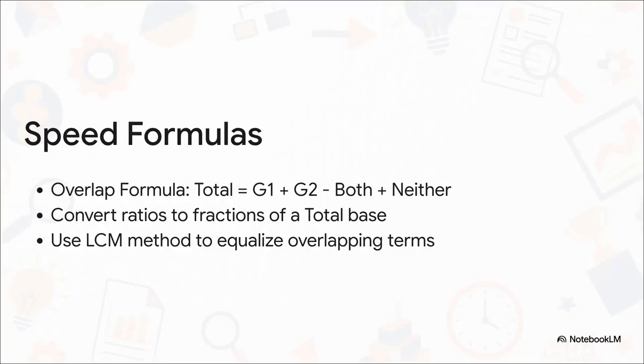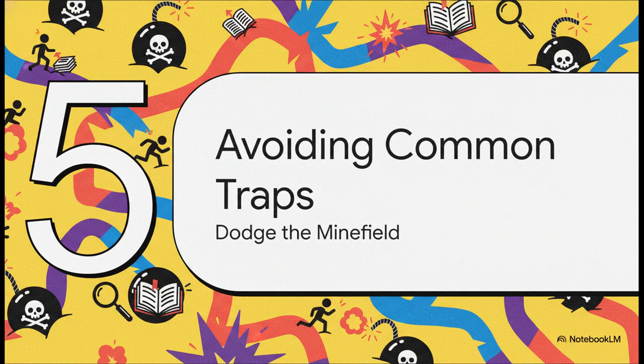Let's throw a few more golden formulas onto your cheat sheet. First, the overlap formula. Total equals group 1 plus group 2 minus both plus neither. Memorize that because it instantly solves like 40% of 2-category caselets. Second rule of thumb, always convert ratios into fractions of a total base. Trust me, it saves you from falling into nasty percentage traps. And finally, if they give you 2 overlapping ratios, just use the lowest common multiple method to equalize the common terms. Which smoothly brings us to Section 5, Avoiding Common Traps, How to Dodge the Examiner's Minefield.